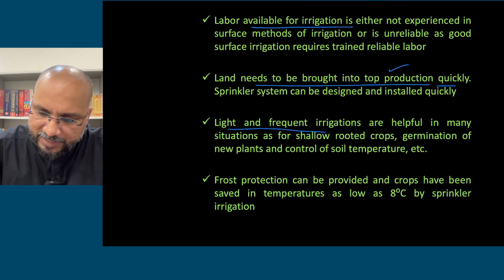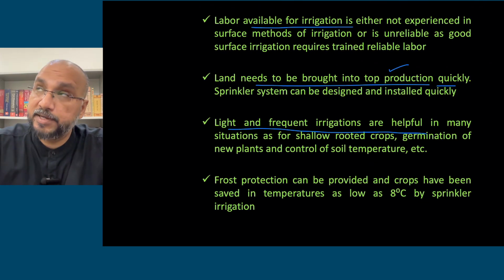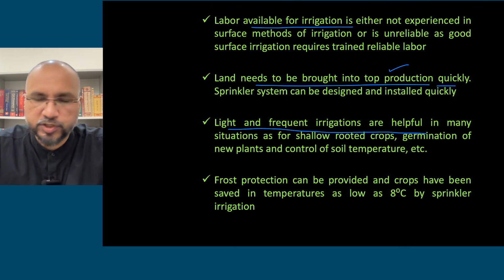Light and frequent irrigations are required and they are helpful in many situations like shallow rooted crops, germinating new plants. If you want to control the temperature also, if the temperature becomes very high, you can quickly use, switch on karo bas. Because of irrigation, the temperature will be quickly lowered. You can control to certain extent.